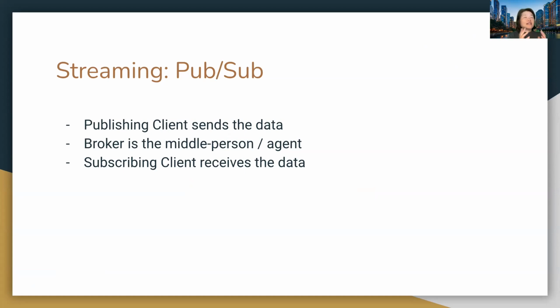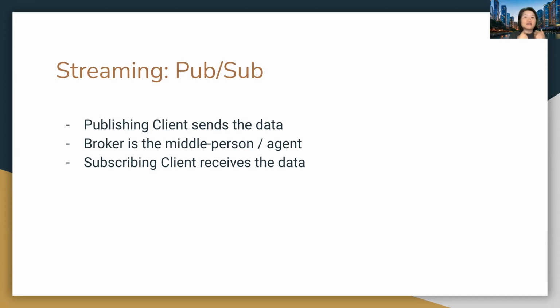So pub/sub is what we normally refer to when we talk about streaming. In the pub/sub pattern, you have a publishing client, the one that's producing messages, and it doesn't care about who is going to receive the messages. It relies on a middleman, a middle agent, to take care of delivery of the messages. And all the producer needs to do is label the messages.